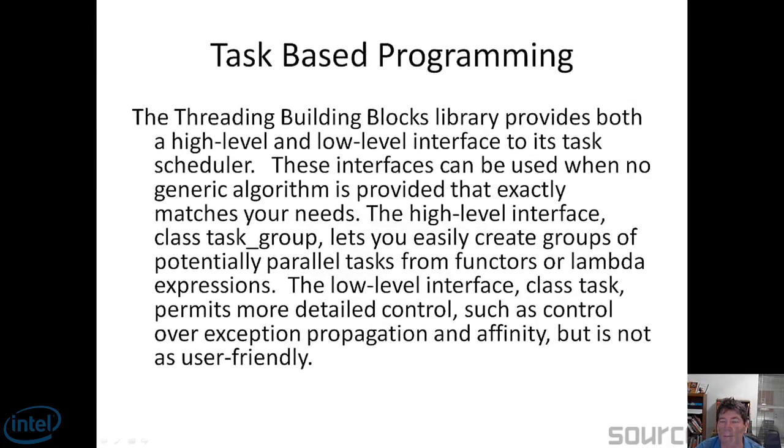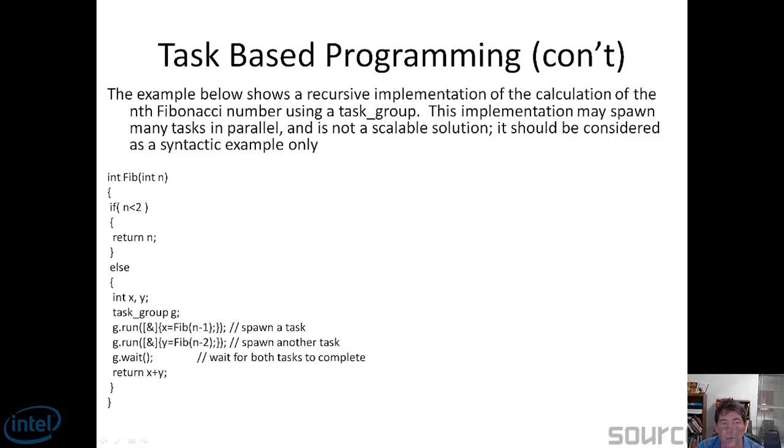So now let's talk about task-based programming. The TBB library provides both a high-level and a low-level interface to its task scheduler. These interfaces can be used when no generic algorithm is provided that exactly meets your needs. The high-level interface class task_group lets you easily create groups of potentially parallel tasks from functions or lambda expressions. The low-level interface class task permits more detailed control, such as control over exception propagation and affinity, but is not as user-friendly.